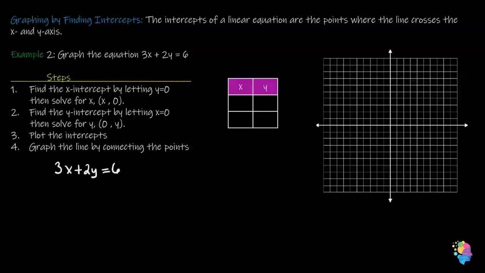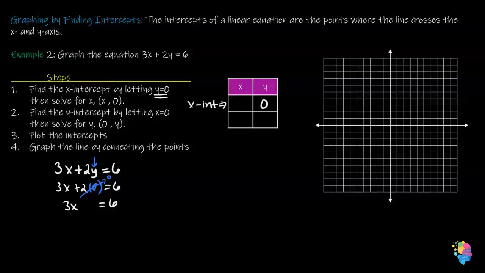And what we're going to do to find the x-intercept is we're going to let y equal to 0. Remember, what we're looking for here is the x-intercept. So that means everywhere I see a y, I'm going to replace it with a 0. Let's bring down the rest. So this becomes 3x plus 2 times 0 is equal to 6. Now we multiply 2 times 0. 2 times 0 will go to 0, leaving only 3x is equal to 6.